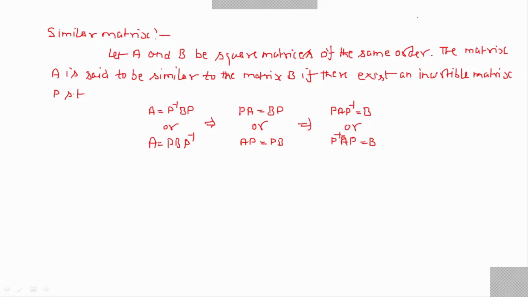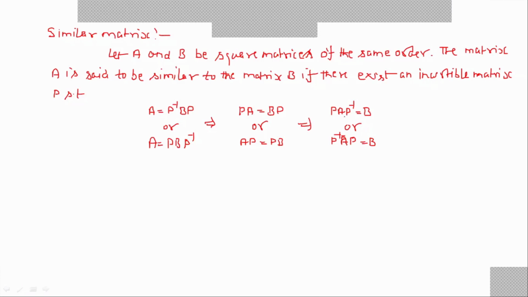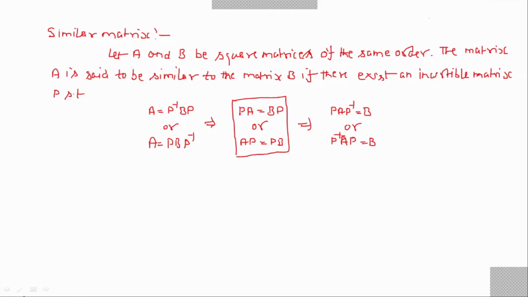If A is similar to the B matrix, then B is also similar to the matrix A. Okay. So if A is similar to B, then B is also similar to A. So these are the only requirements for similar matrices. Two square matrices of the same order are said to be similar if they satisfy these equations. Now let's take an example.